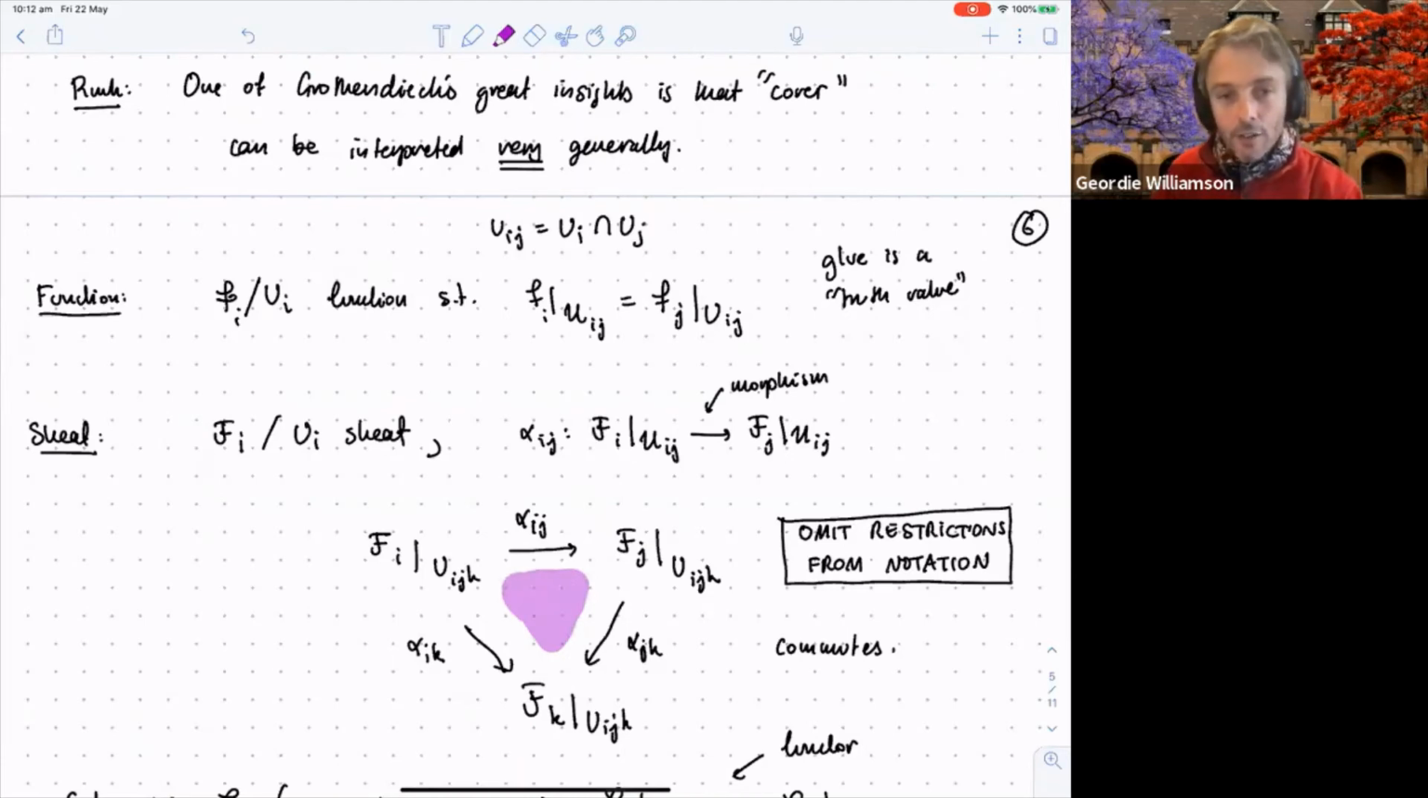And descent for sheaves is the statement that to give a sheaf on X is the same thing as giving sheaves on the U_i together with this gluing data. And my personal experience with descent is that it's generally a pain in the neck to check these things.